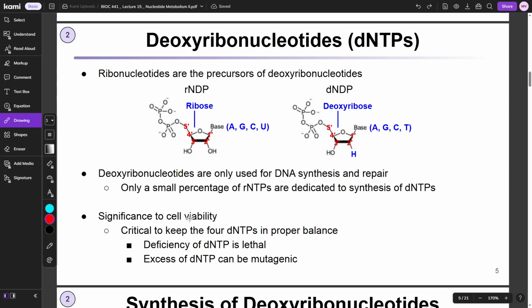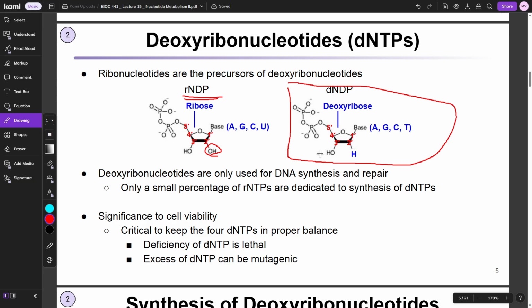We've already talked about this idea of deoxy, I believe. Deoxy all it means is that the 2' OH is gone. So see here, we have a normal NDP, a ribonucleotide diphosphate, or we have a dNDP, which is a deoxynucleotide diphosphate. So the 2' OH is removed. And these dNDPs are only used for DNA synthesis and stuff like that.